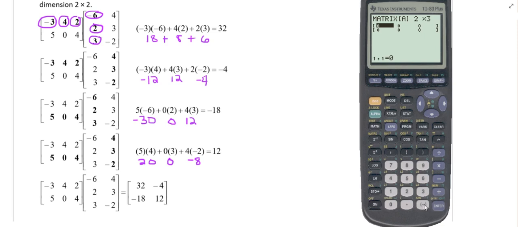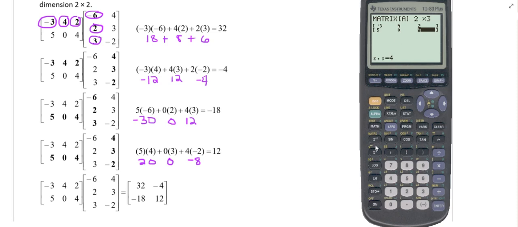And then we're going to enter these in. So we had a -3, enter, 4, enter, 2, then 5, 0, and 4. So that was our first matrix. So -3, 4, 2, 5, 0, 4. We need to enter our second matrix in.